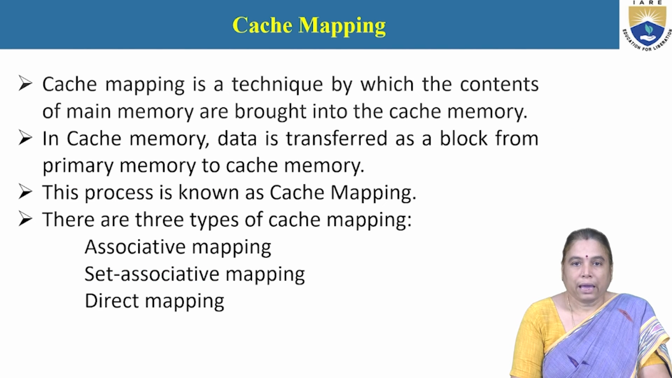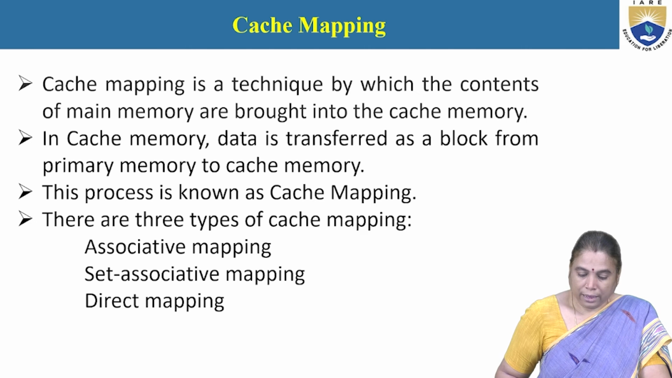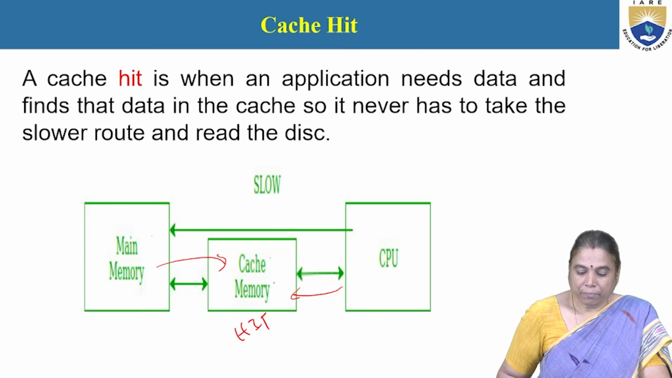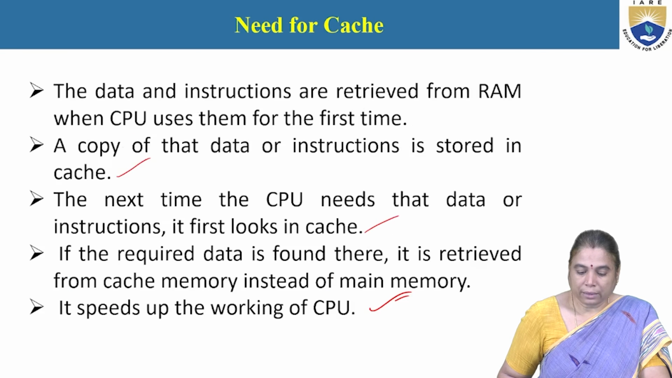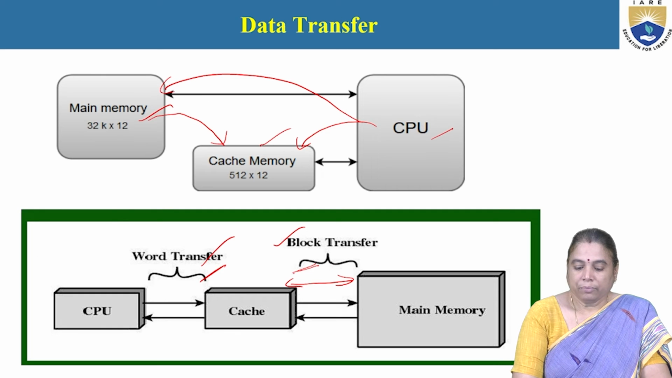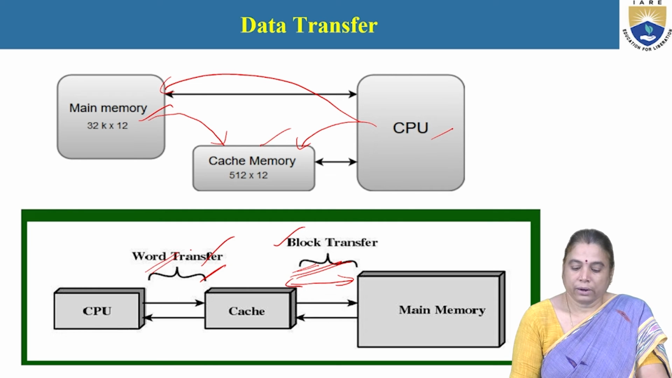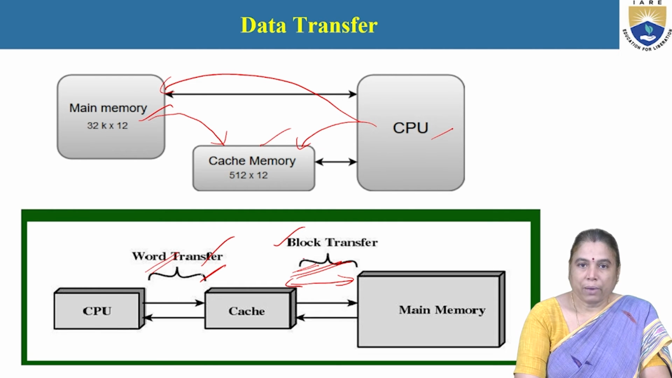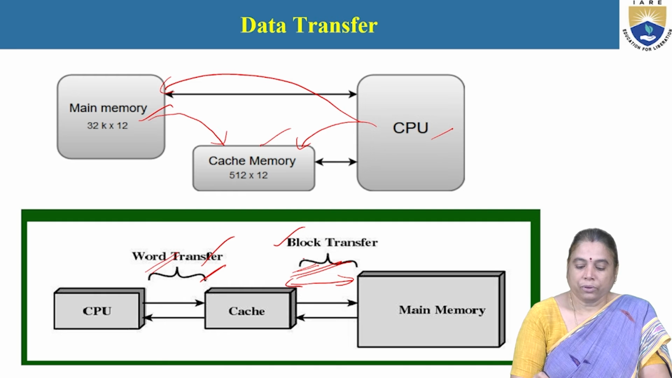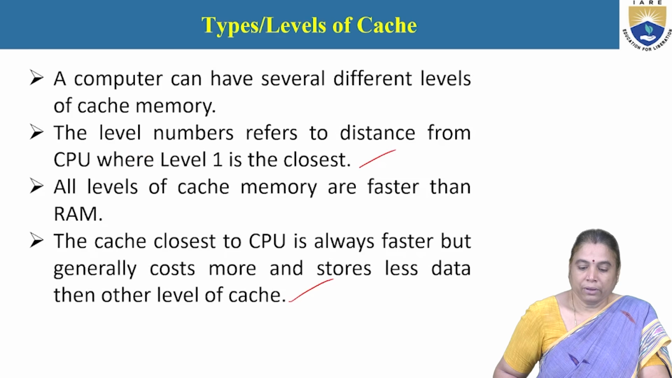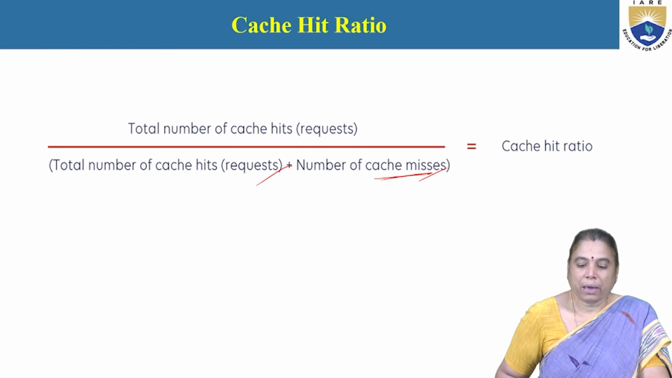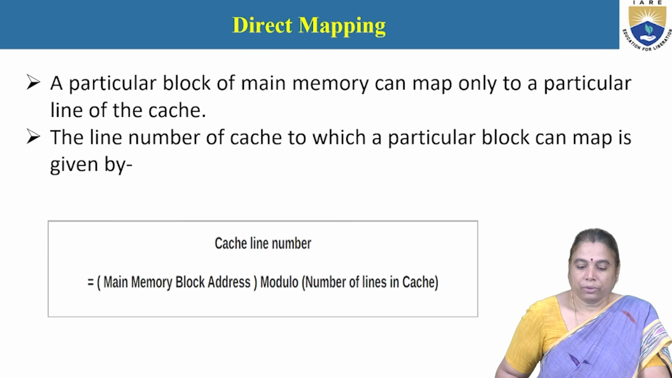Here a cache mapping technique is needed. Data is transferred from main memory to the cache memory as a block transfer, and from the cache memory to the CPU the data is transferred as a word transfer. How can these blocks be mapped with the words? This can be achieved with the help of the cache mapping technique.